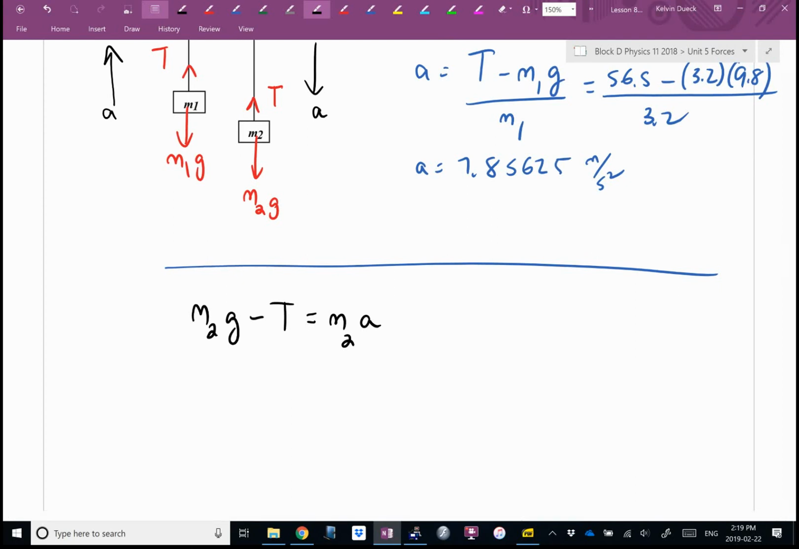Sam, what am I trying to find? How many M2s do I have in this question? How many would I prefer? 1. You know what? Let's get the M2s to the same side. I'm going to do the swappy dance here. I'm going to move the tension there, and I'm going to minus the M2A there. That's going to give me M2G minus M2A equals tension.